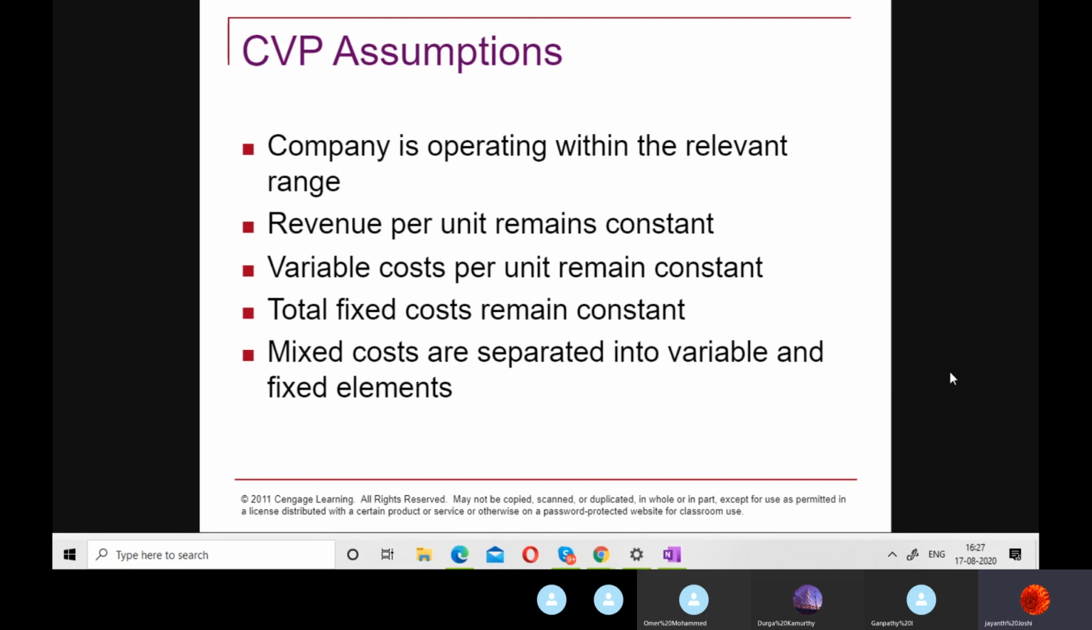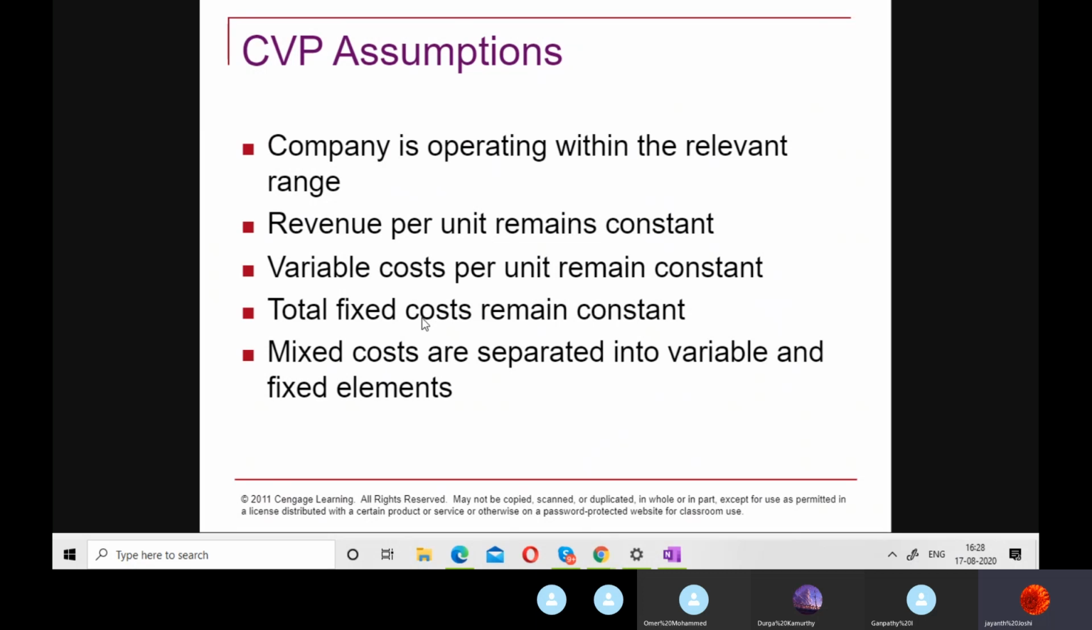Company is operating within the relevant range. Yes, the company should not go beyond its range, beyond its reach. Revenue per unit remains constant. Whatever revenue you are charging per unit should be constant. Variable cost per unit should remain constant and fixed cost should always remain constant, total fixed cost. For different levels, it is a different matter, but if you are looking at one particular level of activity, then these all should be constant.